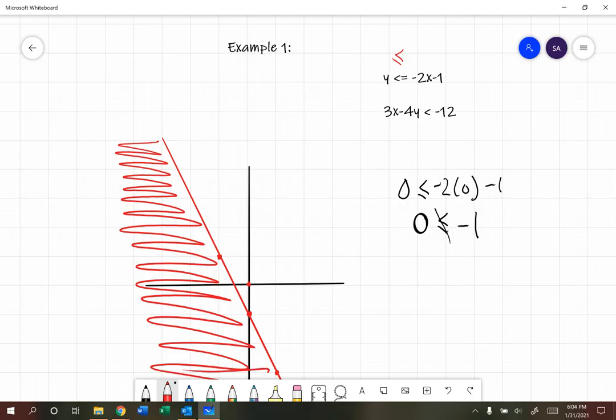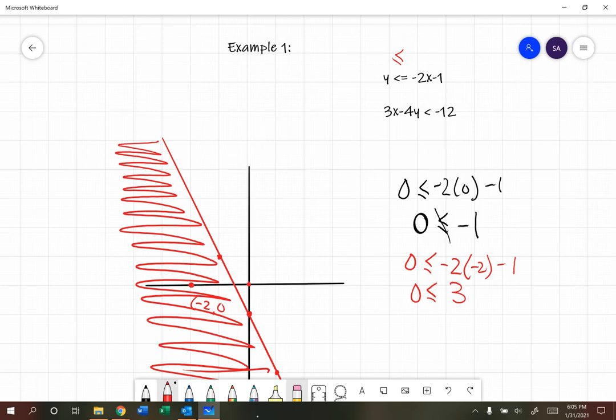And if you wanted to make sure, you could always test a solution as well as a non-solution. So if I checked negative 2, 0, and I put a negative 2 in for x, and I put a 0 in for y, and checked that one, 0 less than or equal to, this is a positive 4 minus 1 is 3. Now this is a true statement, so it is verifying that we do have a solution.